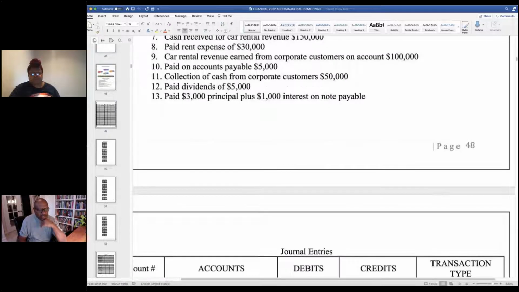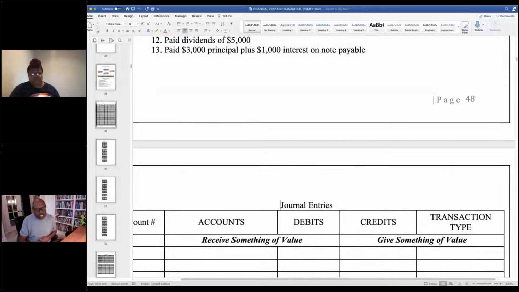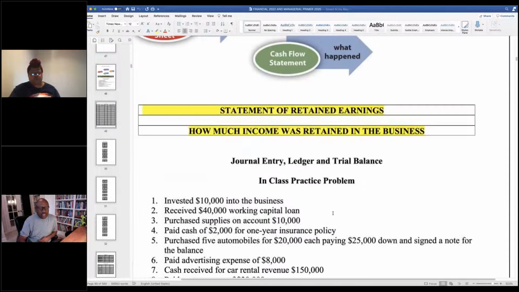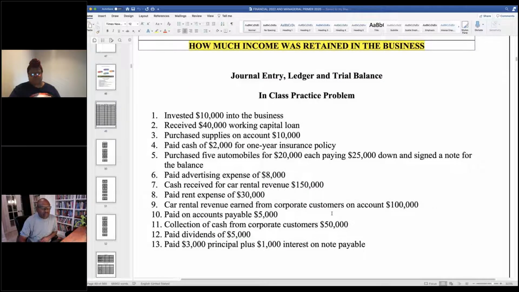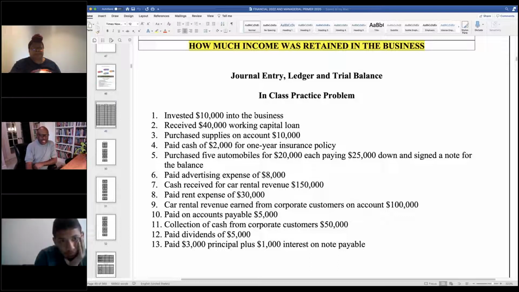When we make a journal entry, the first thing we do is come up with, okay, what's the type? After we determine the type, we determine what accounts are involved, and we make our debits and credits and put our dollar amount in. This is not rocket scientist work, but you have to think about it. So in this first situation, we invested $10,000 into the business. What type of transaction is this?